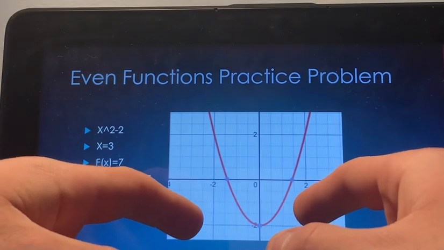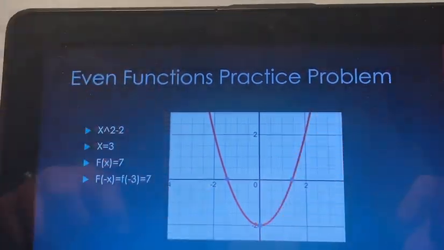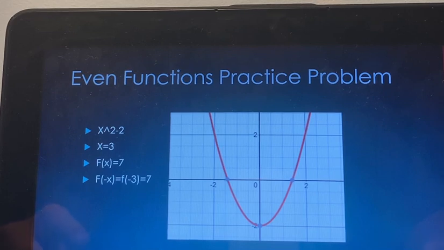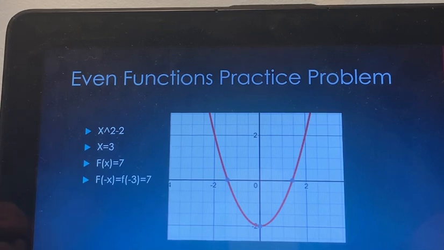So on the left and right sides, they're both going up. They're both approaching positive infinity. If it was odd, one would be approaching positive infinity, and the other would be approaching negative infinity. So yeah, this looks like an even function. The graph also shows that. So this must be an even function.